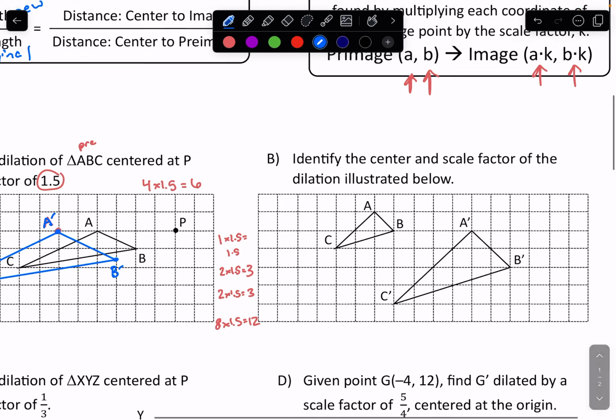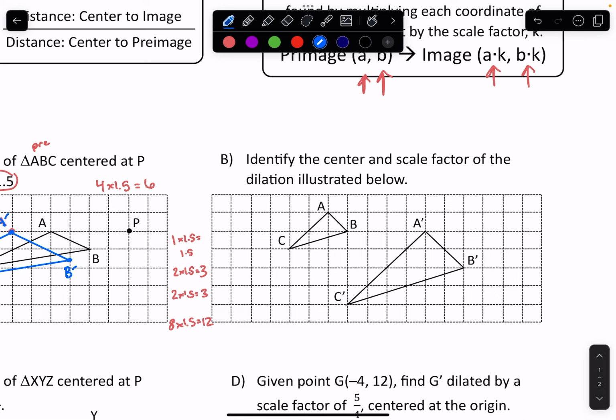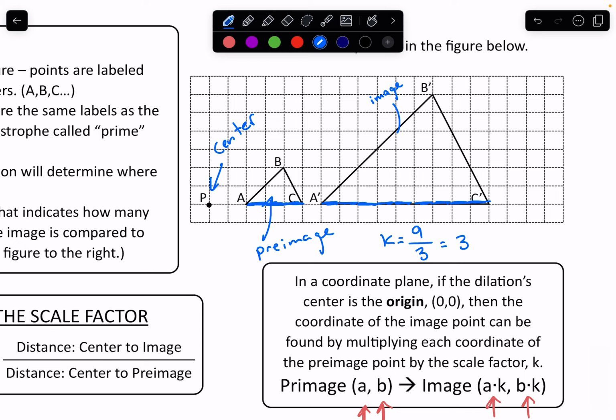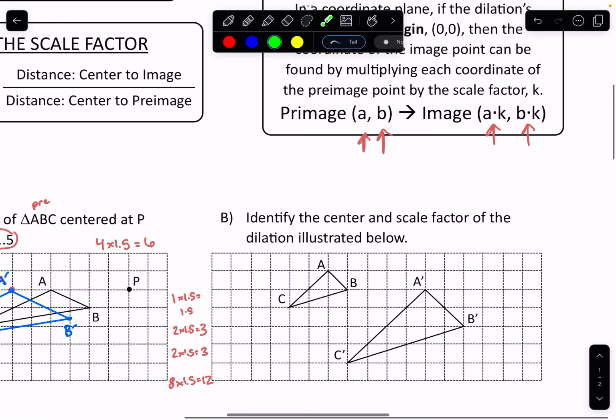Okay, part B, identify the center and the scale factor of the dilation illustrated below. All right, so I can't really do either. I can't find the scale factor until I find the center. All right, and here's where I'm going to go back to what I showed you above, where the center connects B and B prime together. I'm going to do that down here.